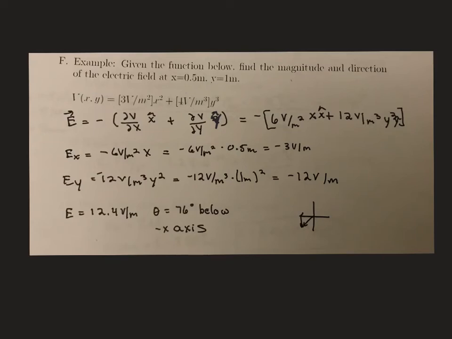All right, so in this example problem, we're given a function. So this is a potential function that's a function of x and y. And we want to find the magnitude and direction of the electric field at two specific points. So when x is 0.5 and y is 1 meter.